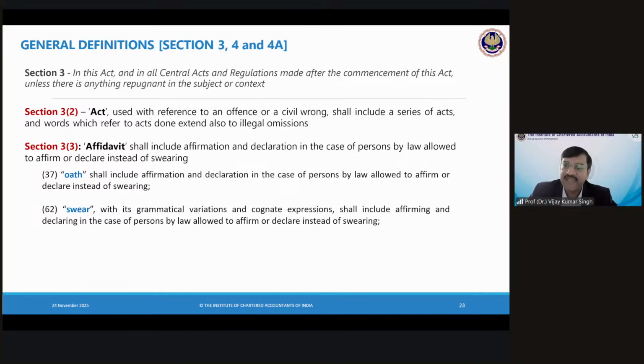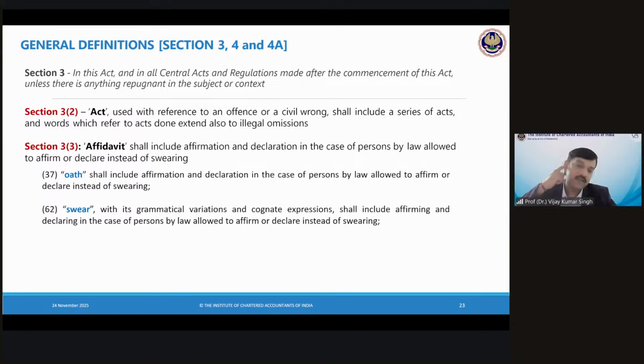You all must have heard the word affidavit many a times, and affidavit has got different connotations. If you see the definition, it says affidavit shall include affirmation and declaration in the case of persons by law allowed to affirm or declare instead of swearing. There are two kinds of things here. One is called affirmation and the second one is called swearing. Whenever you use the word swear or swearing, this has further been defined. If you see subclause 62, swear is defined, and it says swear with its grammatical variations and cognate expressions. What is the term cognate expressions? The term cognate expressions means similar expressions or grammatical variations, and shall include affirming and declaring in the case of persons by law allowed to affirm or declare instead of swearing.